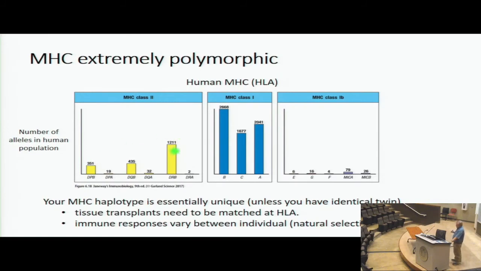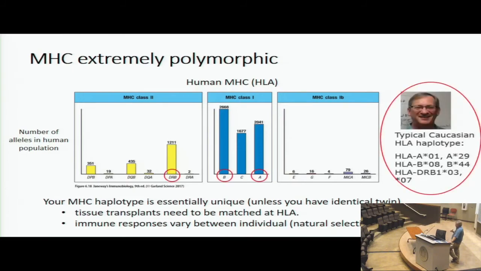But again, there are hundreds or thousands of different alleles in the population. A typical haplotype, the particular alleles that you inherit, is called an MHC haplotype. The particular combination of alleles that you inherit depends on what your parents have. I have HLA-A01 and A. You'll notice that they're both expressed. There's no dominance here. They're both co-dominantly expressed, so I express both maternal and paternal A alleles.